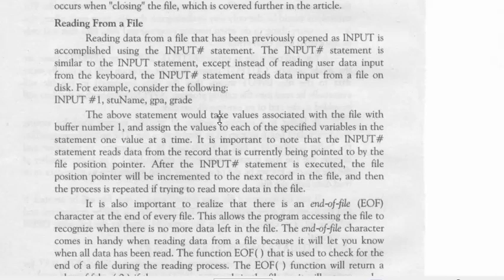The above statement would take values associated with the file with buffer number 1 and assign the value to each of the specified variables in the statement, one value at a time. It is important to note that the INPUT# statement reads data from the record that is currently being pointed to by the file position pointer. After the INPUT# statement is executed, the file position pointer will be incremented to the next record in the file, and then the process is repeated if trying to read more data in the file.